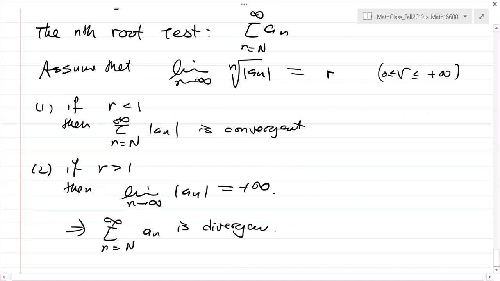It's divergent by the nth term test for divergence, because the nth term does not approach 0. When it equals 0 and when it equals 1, it's inconclusive.